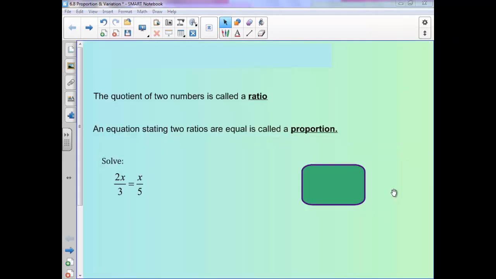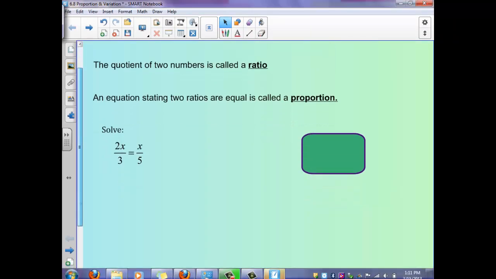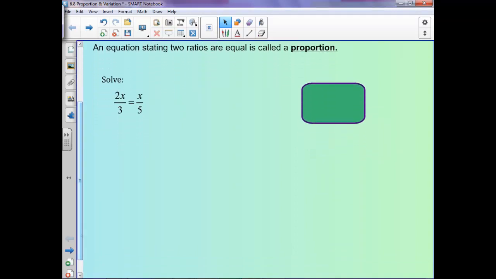So first off, when we have a quotient of two numbers, we call that a ratio. And when we have an equation that states that two ratios are equal, it's called a proportion. And to solve these, notice that we could multiply both sides by 5.